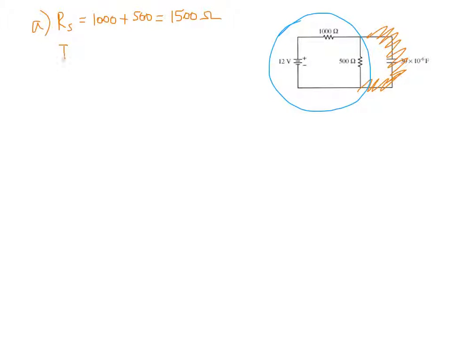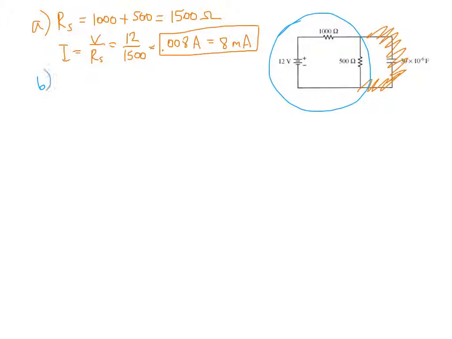So the total current will be equal to the total voltage divided by the resistance that we just calculated. So that will be 12 over 1500, which is 0.008 amps, or you could say 8 milliamps.